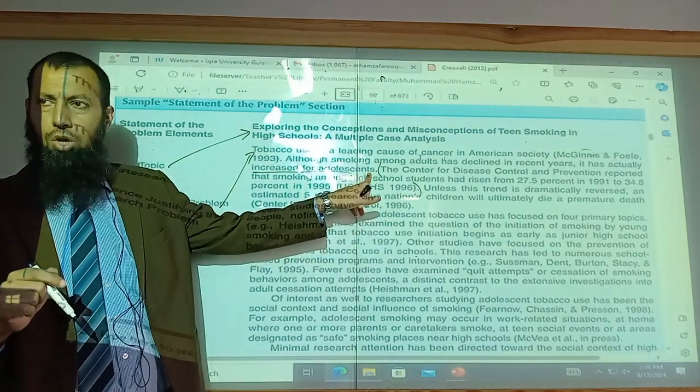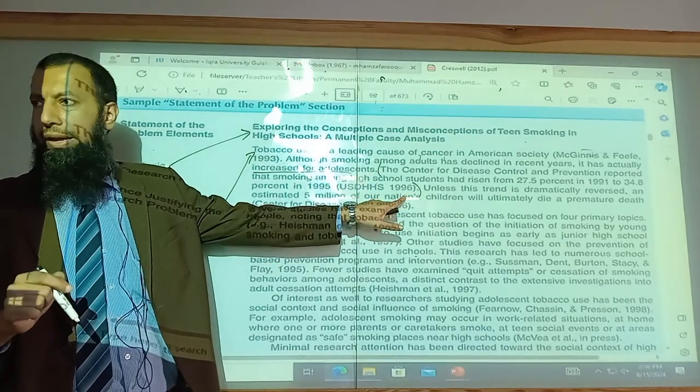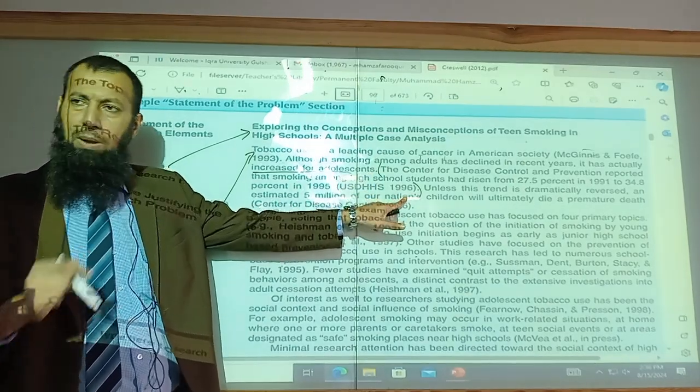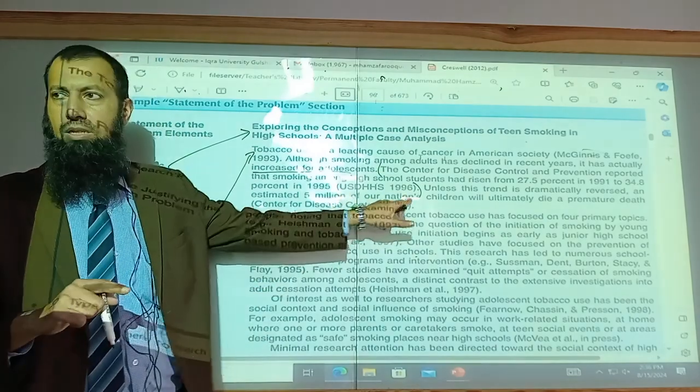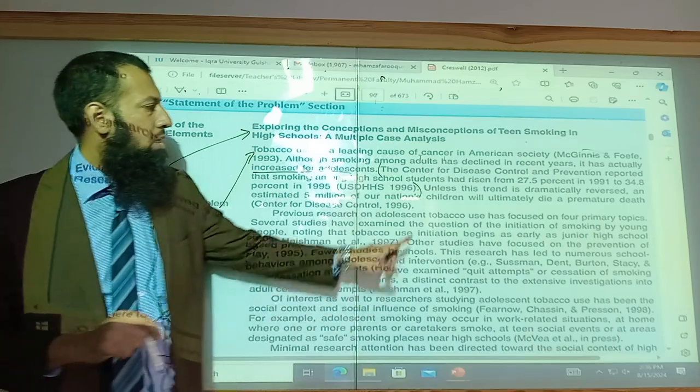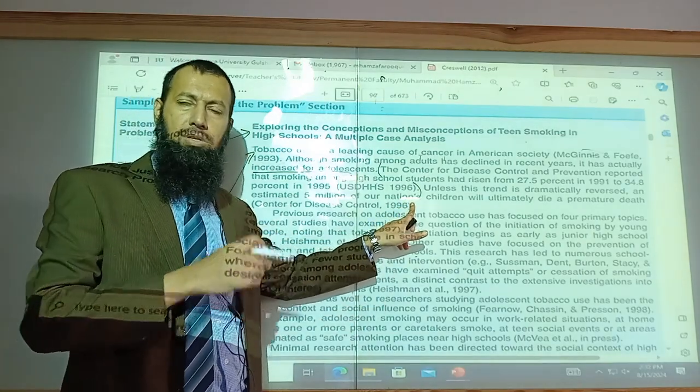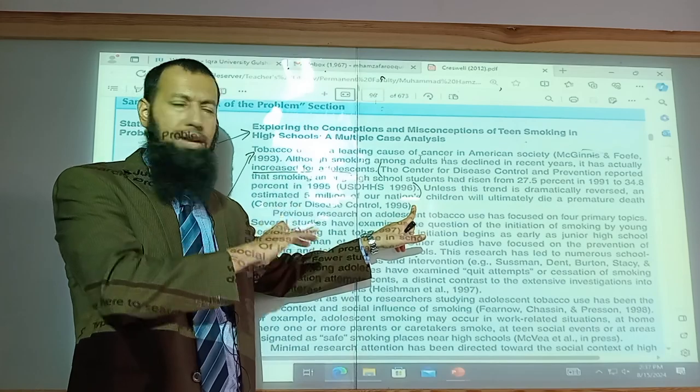See, there is no citation over here. Why? Because the complementing sentence is about to come with the citation. You see, with the citation. Okay? This is the better way because you complete your discussion and then you cite.